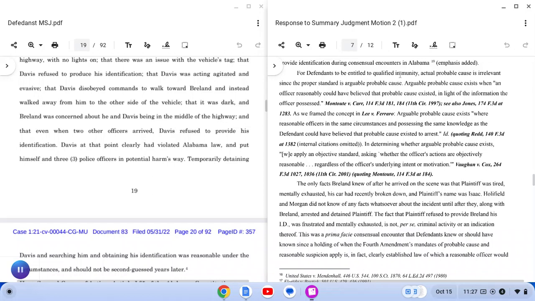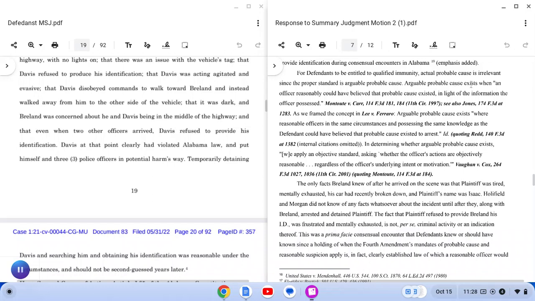For defendants to be entitled to qualified immunity, actual probable cause is irrelevant, since the proper standard is arguable probable cause, which I hate. But y'all need to pay attention, because this is also how you beat qualified immunity. They can if they have probable cause, arguable probable cause, or reasonable suspicion, or arguable reasonable suspicion in regards to your Fourth Amendment claim, like unlawful arrest or unlawful detention. If they have any of what I just said, they're going to get immunity. If they don't have any of it, they're not going to get immunity. So y'all need to pay attention, because I'm about to explain what arguable probable cause is.